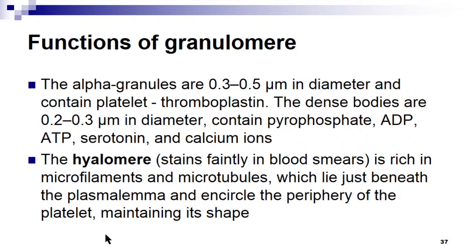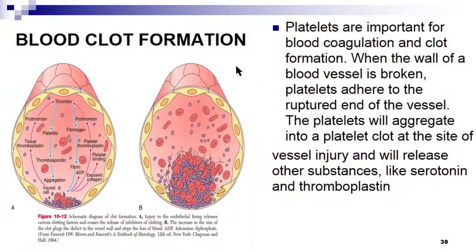What about hyalomere? Hyalomere stains faintly in the blood smear. It is rich in microfilaments and microtubules, which lie just beneath the plasmalemma and encircle the periphery of the platelet, maintaining its shape. Look at this one, it's the function of blood clot formation, very fast. We just see a lot of factors of blood clot, and we do not study them fully in histology; you will study it in biochemistry, for example.